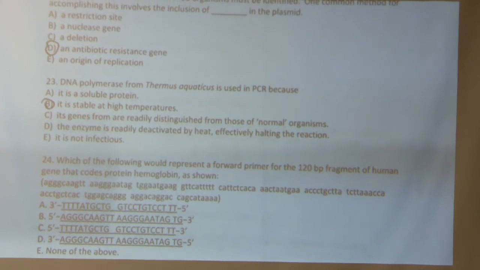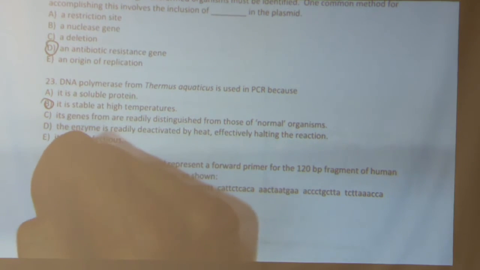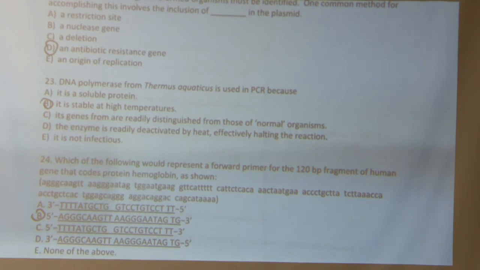So can everyone see that? Yes. Okay. So which of the following would represent a forward primer for the 120 base pair fragment of the human gene that codes for the protein hemoglobin as shown? What do we think? B? I see a lot of people looking at me like they're confused. B? Why is it B? Good.